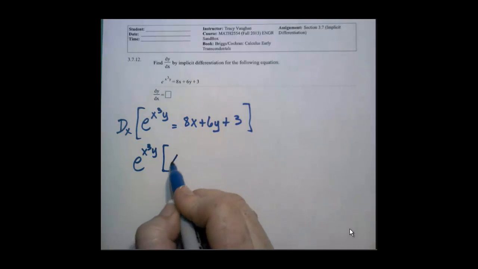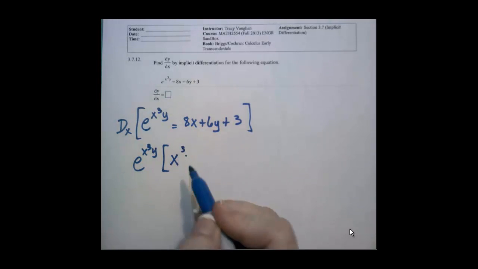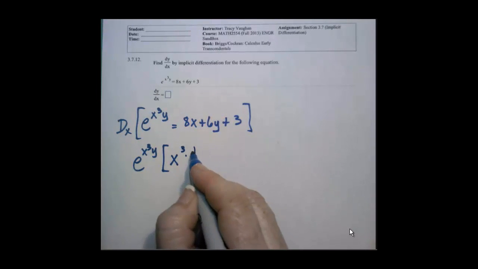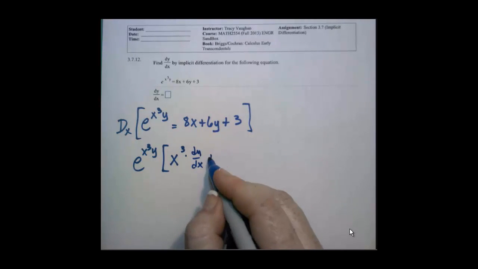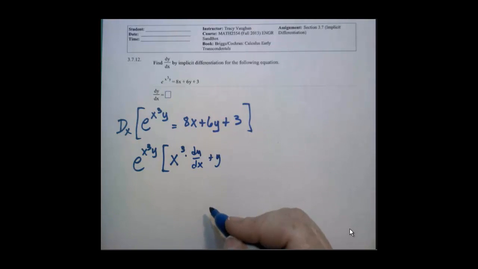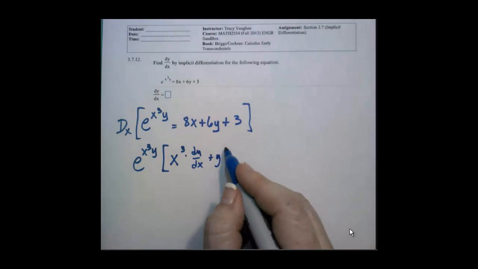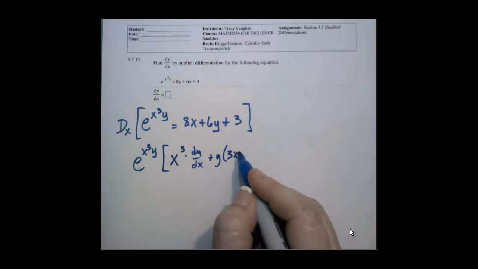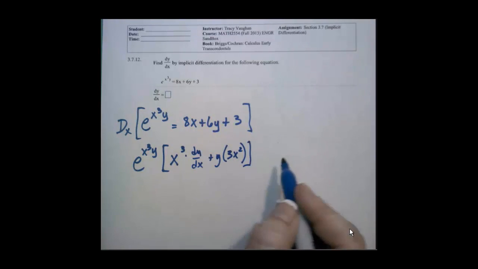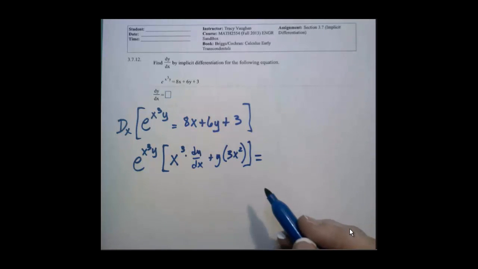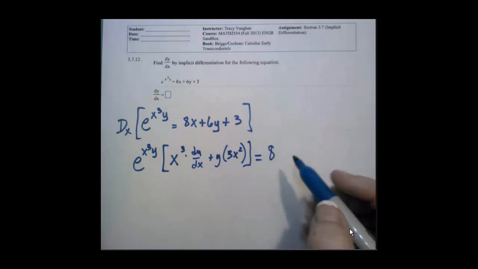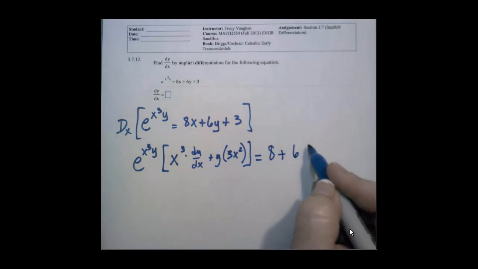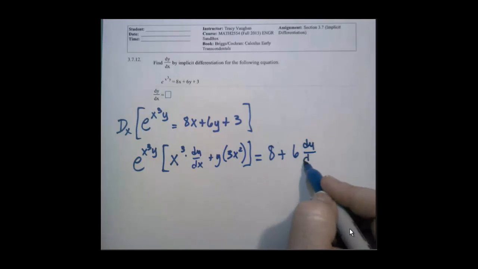So it would be x cubed times the derivative of y, which I'll write as dy/dx, plus y times the derivative of x cubed with respect to x, which is 3x squared. And that will equal the derivative of the right-hand side with respect to x, which would be 8 plus 6 dy/dx.